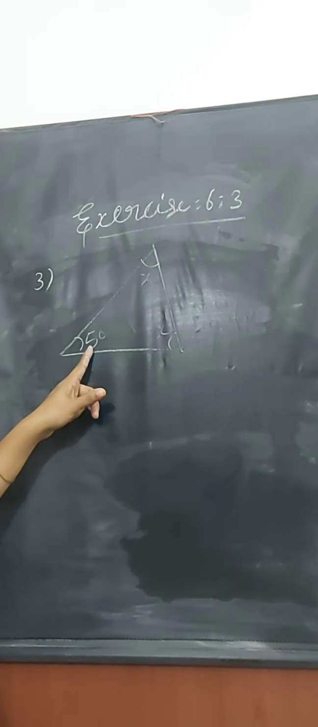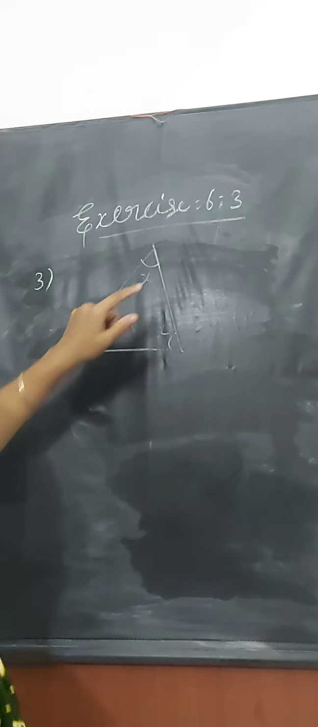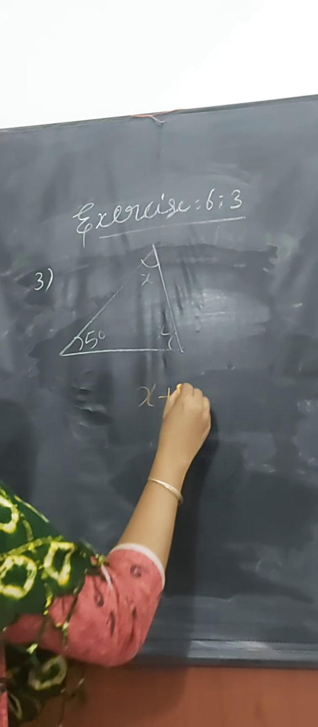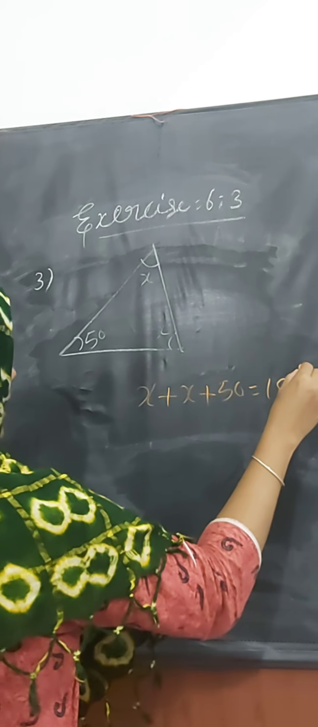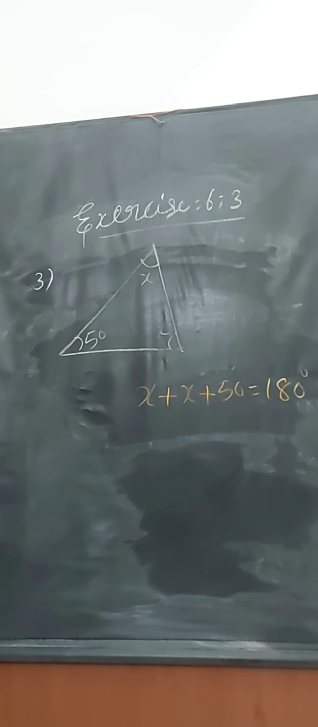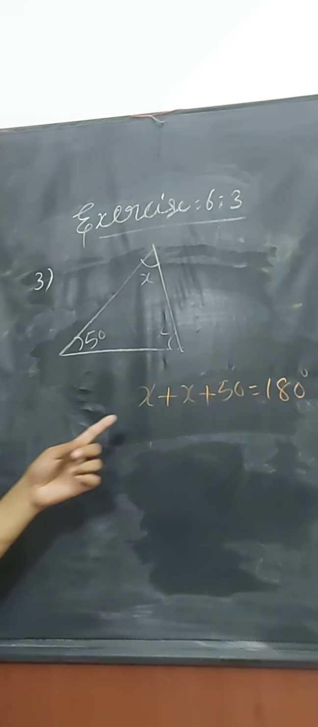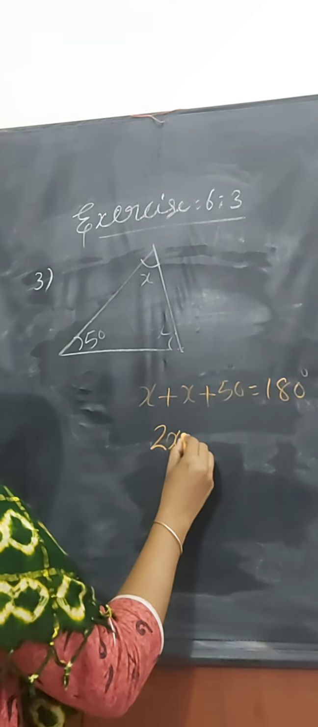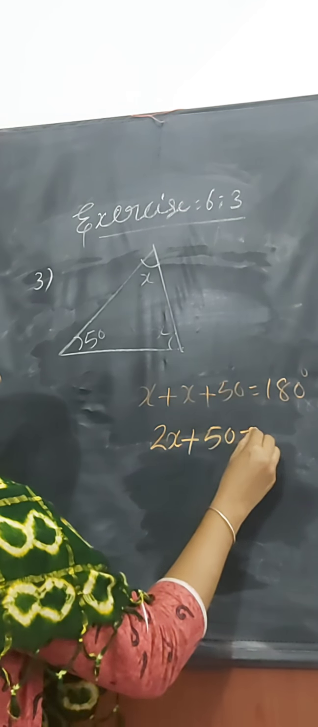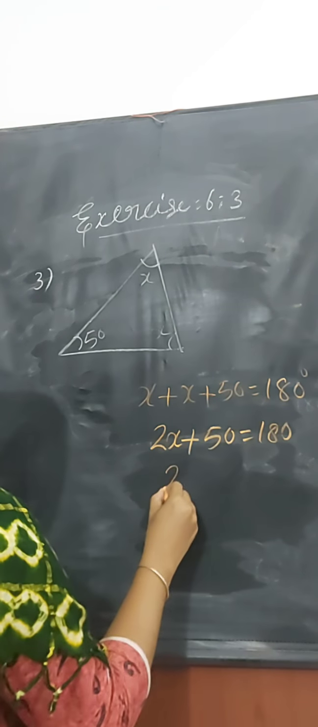This is the third diagram. One angle is 50 degrees and the other two angles are x degrees. Okay. How to solve this diagram? X plus x plus 50 equals 180 degrees. Which property is used? Yes, the angle sum property is used. X plus x, 2x plus 50 equals 180.